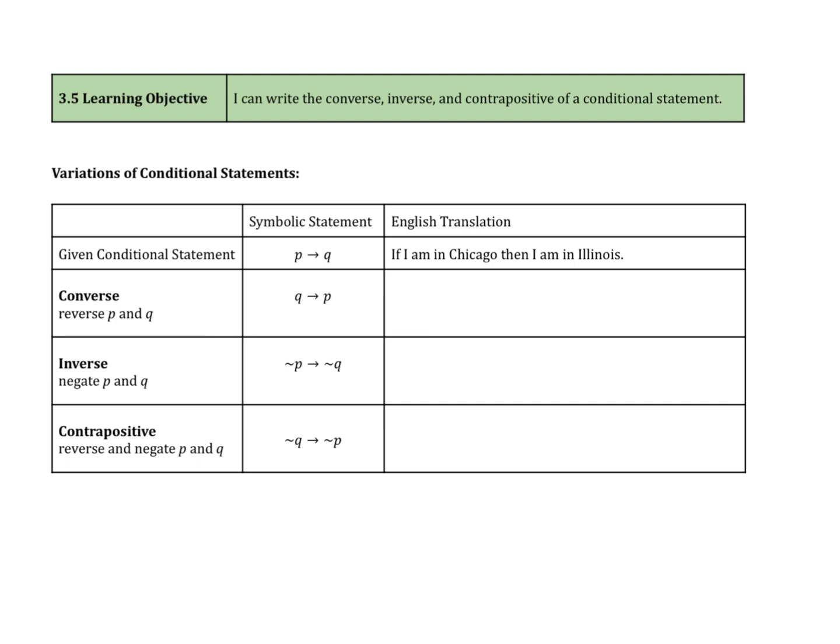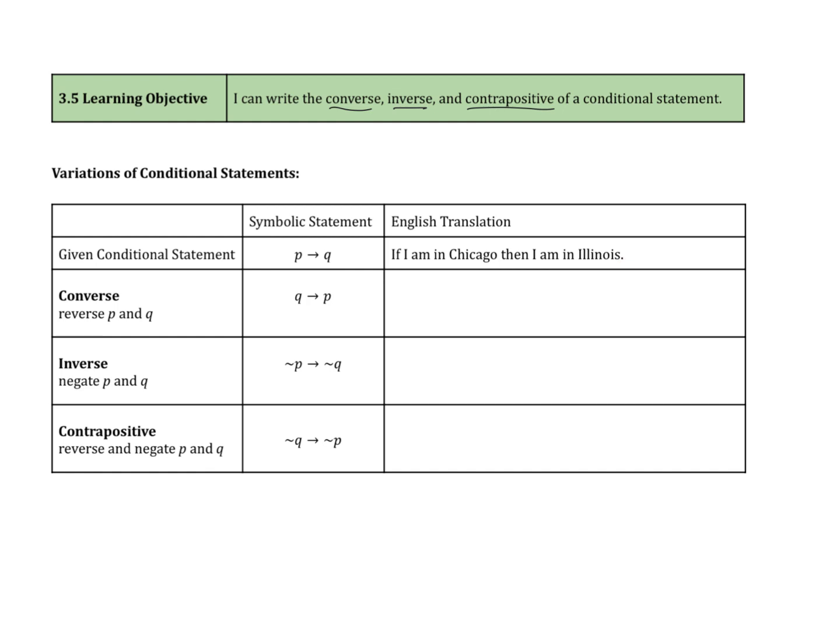In this video, we will write variations of conditional statements, which will be called the converse, the inverse, and the contrapositive of a conditional statement. So we have an original conditional statement, which is an if-then statement: if P, then Q. And here's an example in that form: if I am in Chicago, then I am in Illinois.